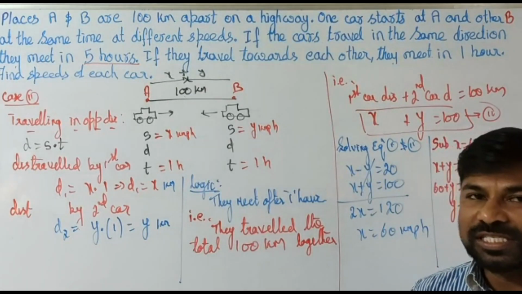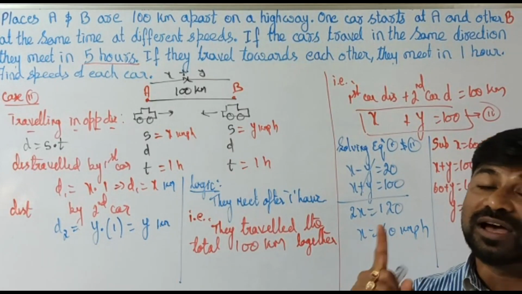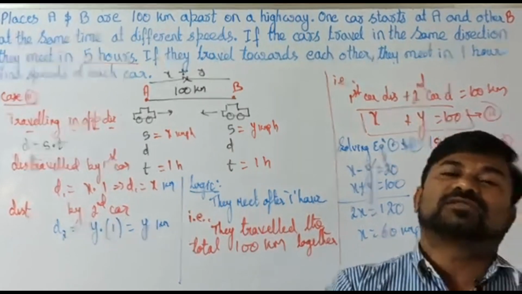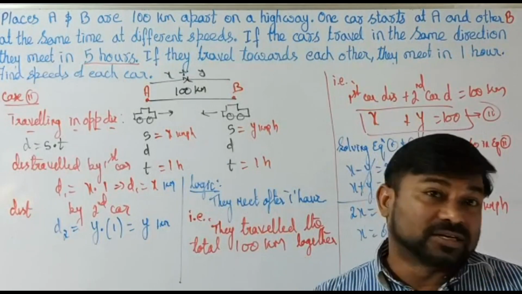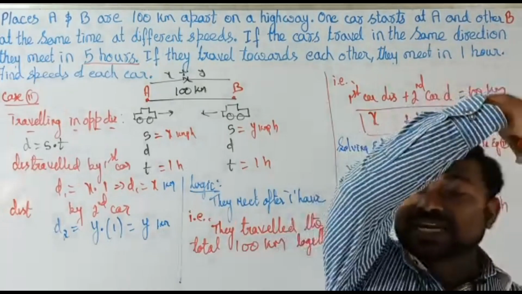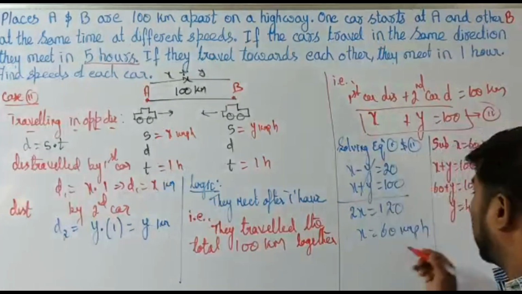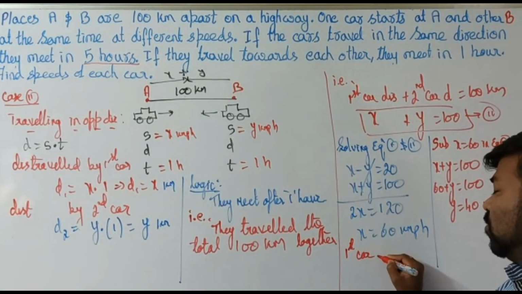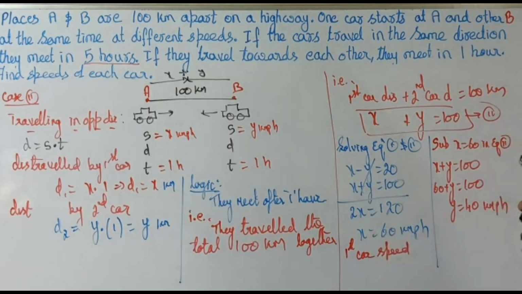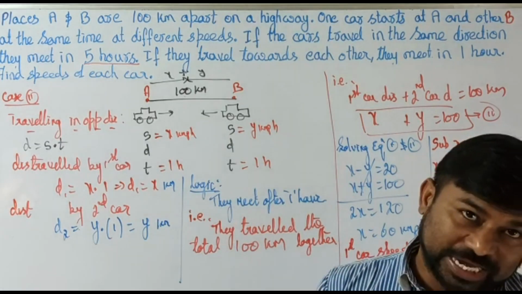So what is the speed of the first car? 60 kilometers per hour. That's what we said. The first car has to travel with much more speed than the second car, so that it covers that 100 kilometers and meets the second car after 5 hours. That is in case 1. Here the first car speed is x, and the second car speed is y. This is how we are supposed to check it out.